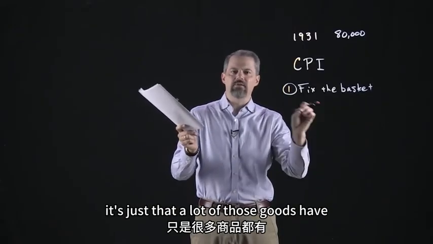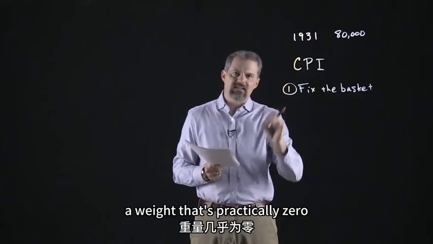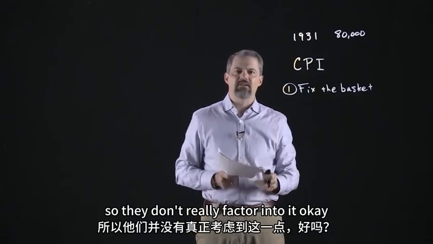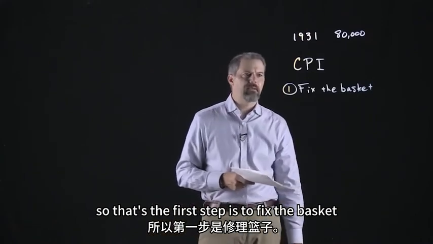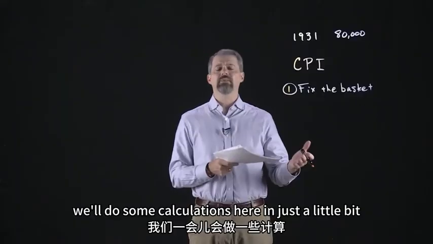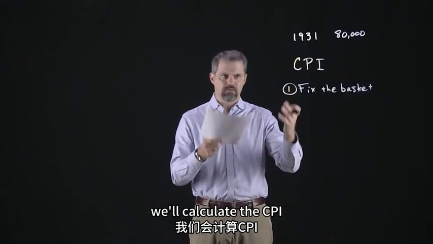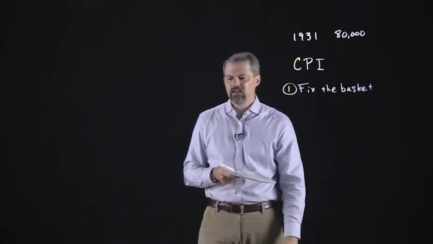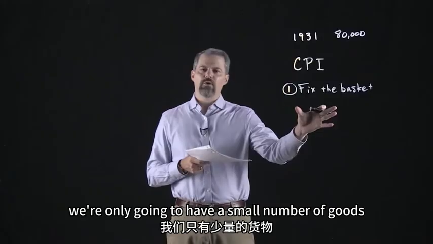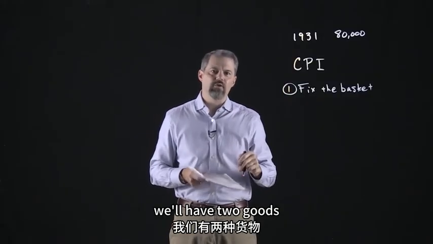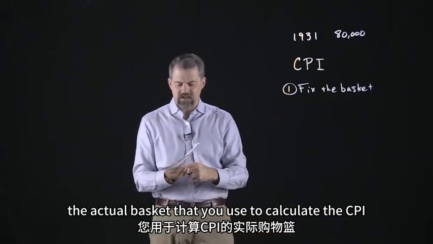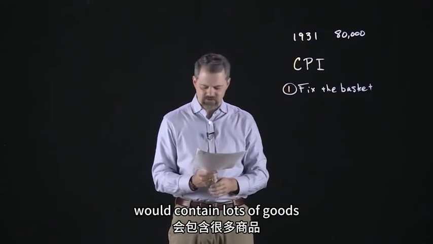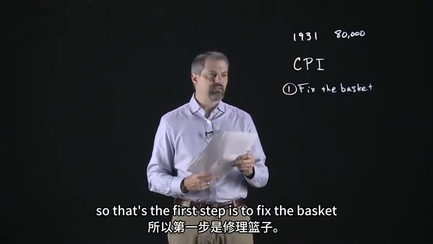It's just that a lot of those goods have a weight that's practically zero, so they don't really factor into it. Okay? So that's the first step, is to fix the basket. We'll do some calculations here in just a little bit. We'll calculate the CPI. And in our basket, we're only going to have a small number of goods. We'll have 2 goods. But the actual basket that's used to calculate the CPI for any country would contain lots of goods. So that's the first step, is to fix the basket.